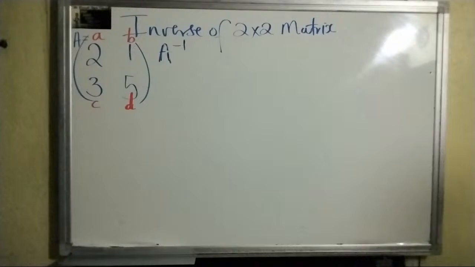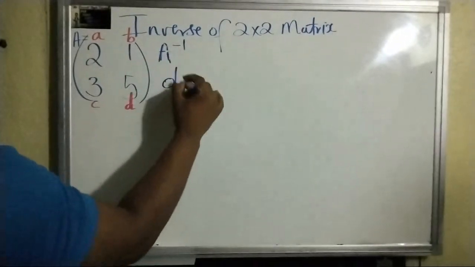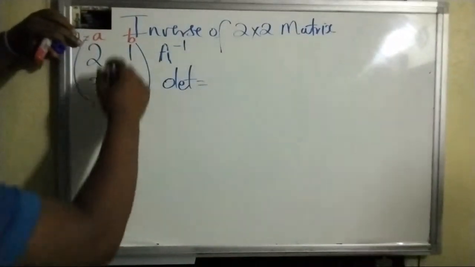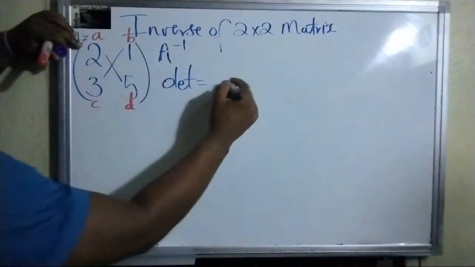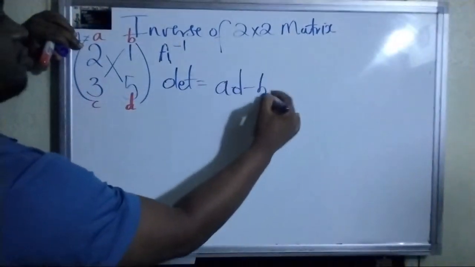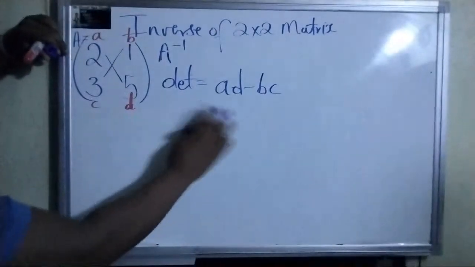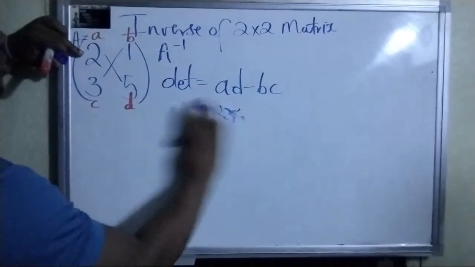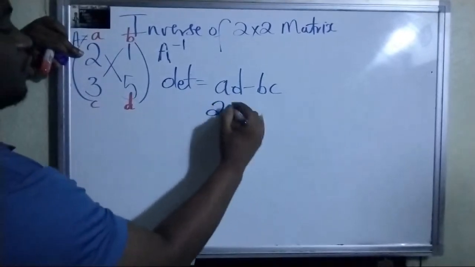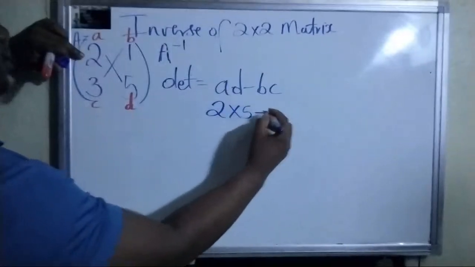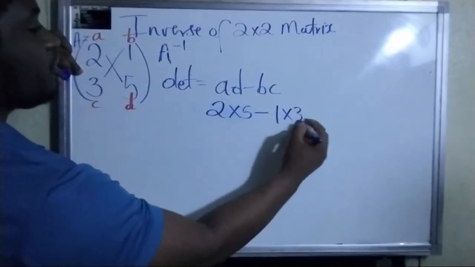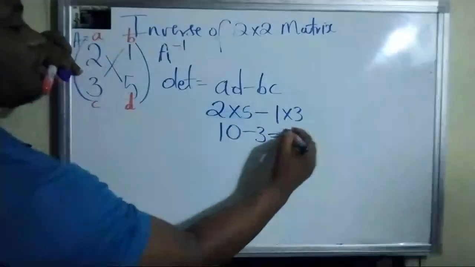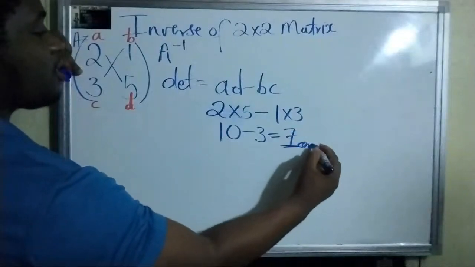So the first thing that we need to find is what we call the determinant. We're just going to set D, E, T. Now, with the determinant, it's like you're making an X. So it's AD minus BC, right? So that's A is 2, so that's 2. Now, write it good. 2 times 5 minus 1 times 3. So 2, 5, 10, 1 times 3 minus 3. So the determinant is 7.